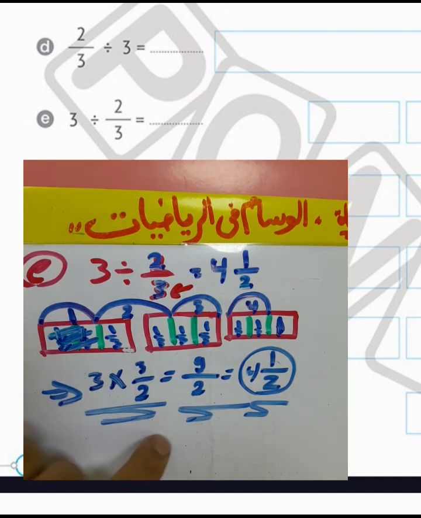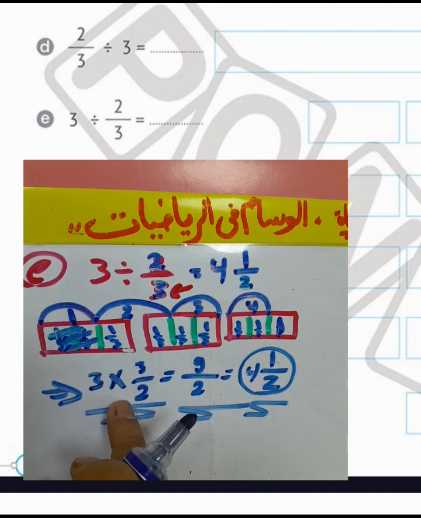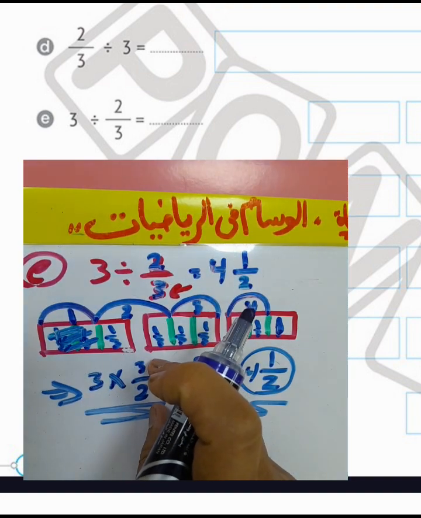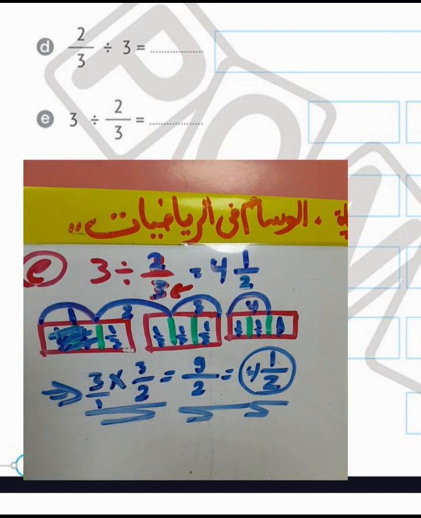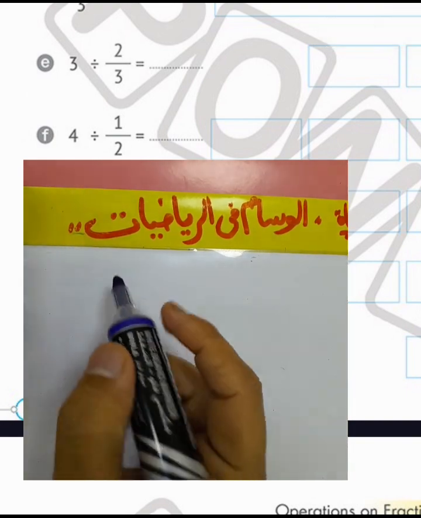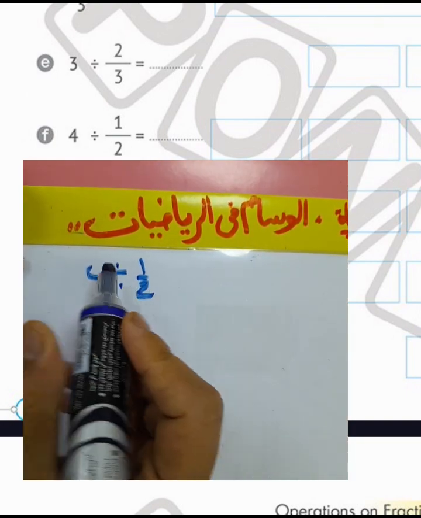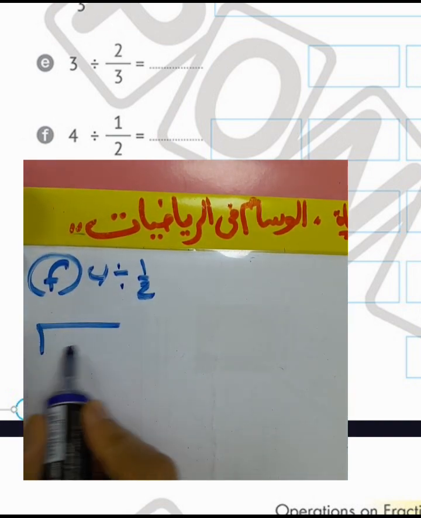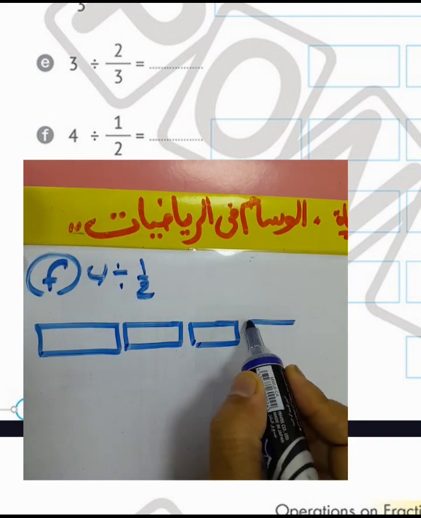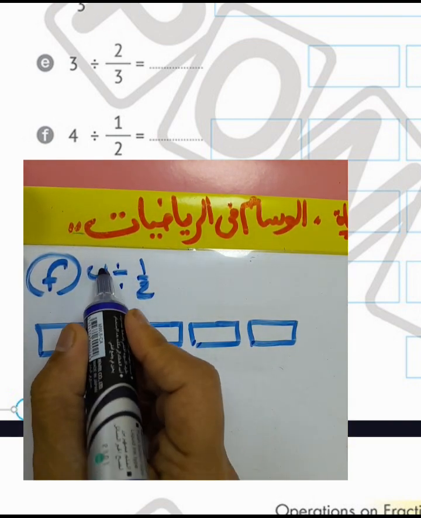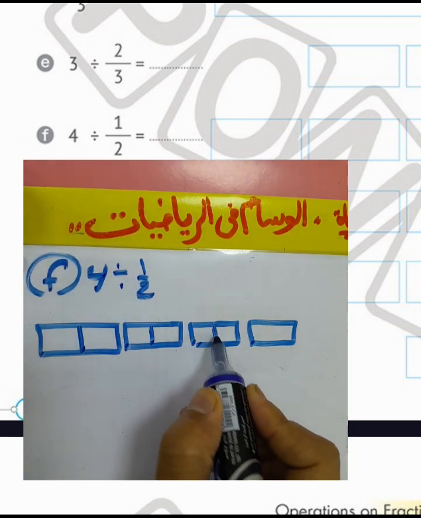These are the steps to find the result using the method or operation: convert from division to multiplication, write the inverse of the second fraction, and multiply numerator by numerator and denominator by denominator. The result will be 4.5. Okay, this example is very important. To divide whole numbers by a fraction, you must do these methods. And what about 4 divided by half? Question letter F. Draw 4 models exactly. 1, 2, 3, 4 models, and divide each one of them into 2 parts.